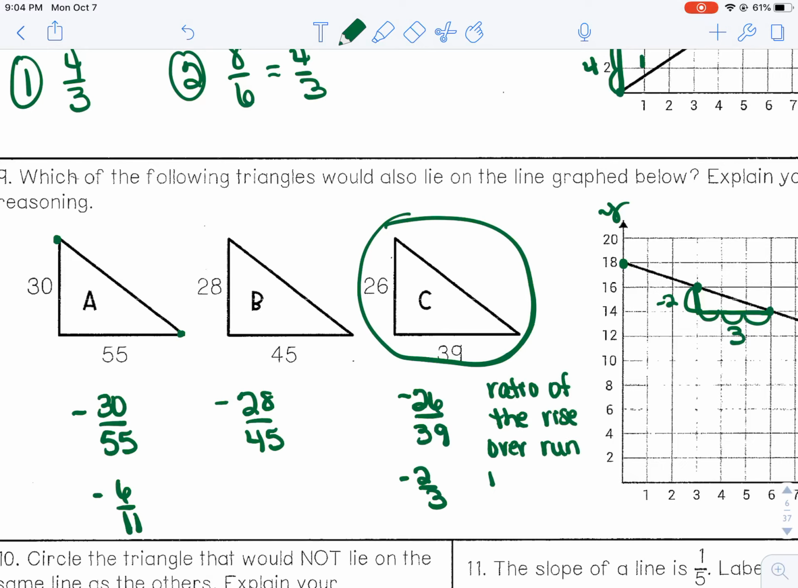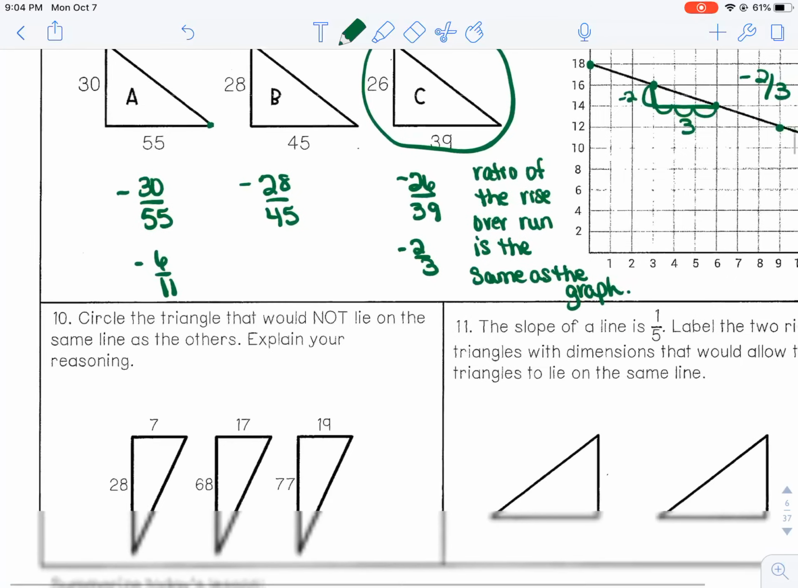is the same as the graph. Again, if I'm going too fast, just hit pause so you can write all that down.